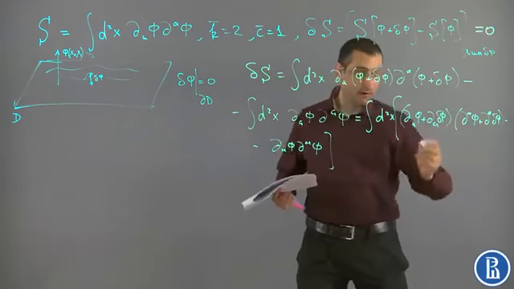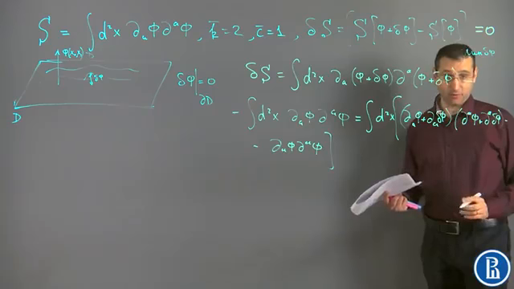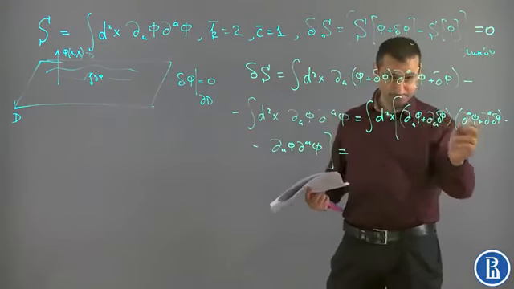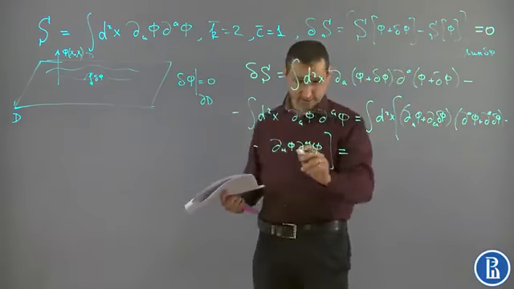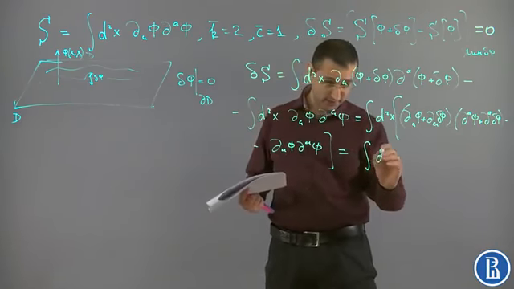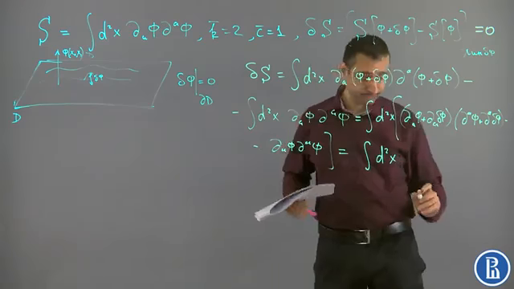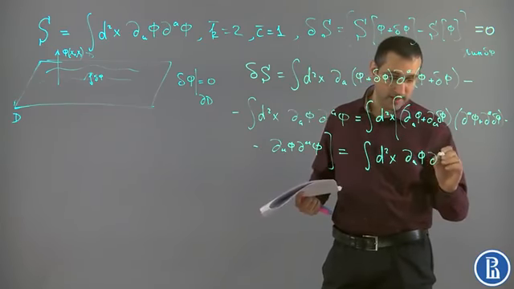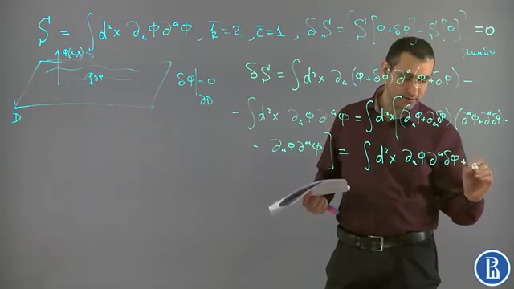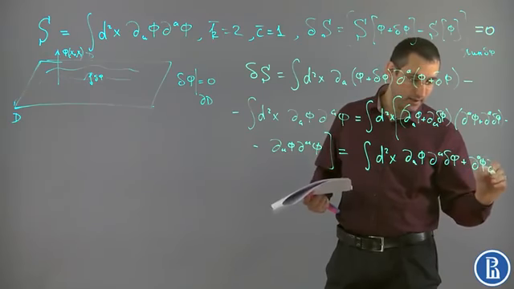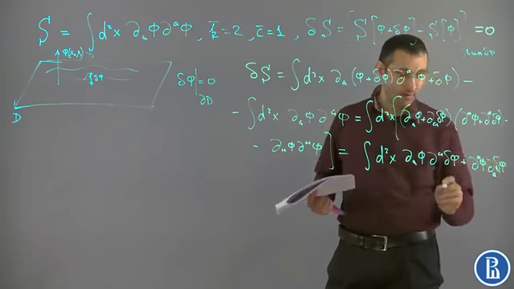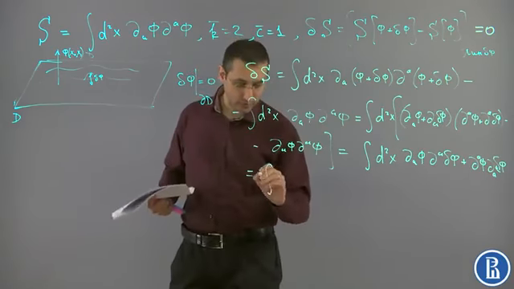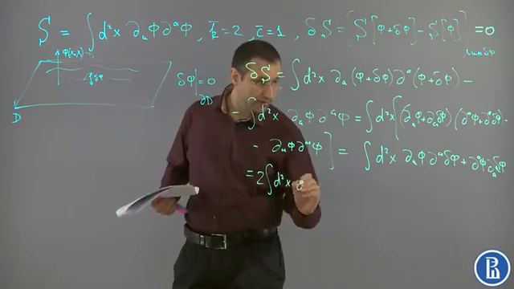Now expanding these brackets, because we want to keep only terms linear in delta phi, the zero-order term in the delta phi expansion cancels with this one. So what remains is just d²x of ∂_A φ ∂^A δφ plus ∂_A δφ ∂^A φ. But these two terms are equal to each other, so this is just equal to d²x of 2 ∂_A φ ∂^A δφ.